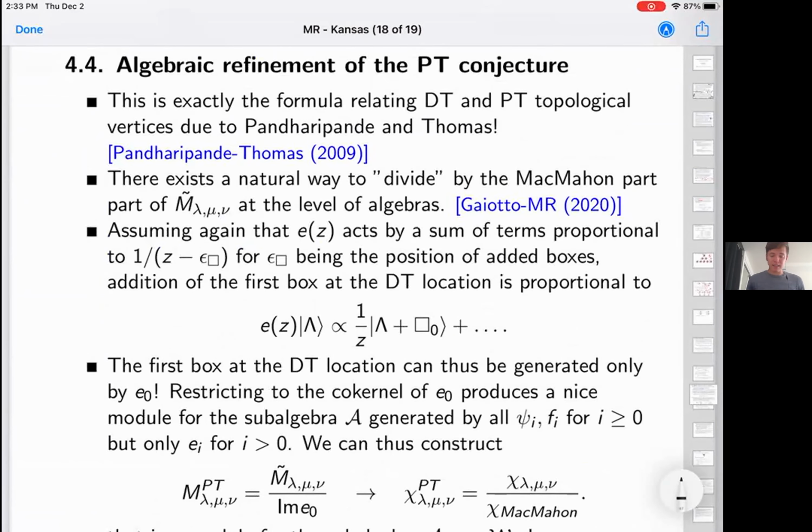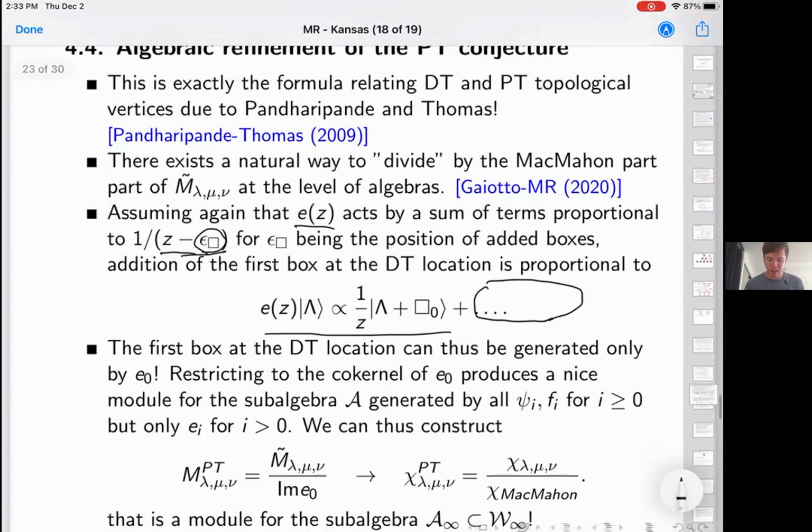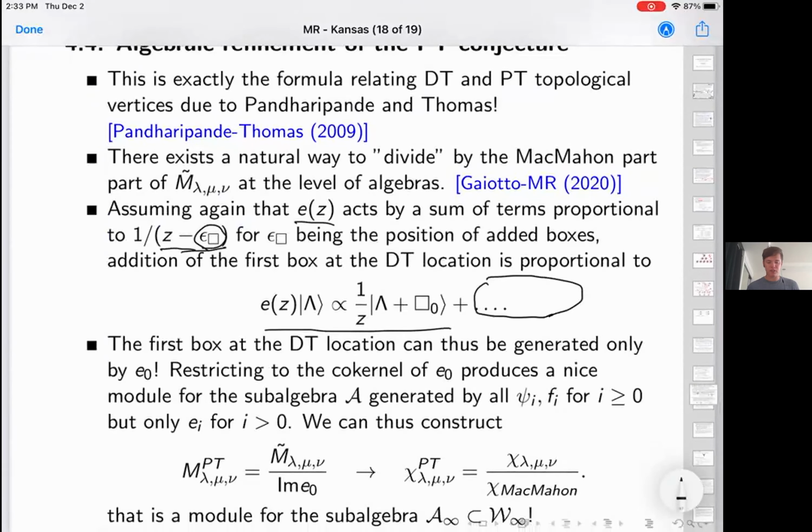Let me now tell you that there actually exists a way to naturally divide by the McMahon part of M tilde at the level of algebras. Assuming that E(z) acts again as a sum of terms proportional to 1 over z minus epsilon box, where epsilon box is the position of the added box, the addition of the first box at the DT location must be of the following form, plus some dots that do not contain boxes that are not added at the DT location. So the first box at the DT location can thus be generated only by E0.